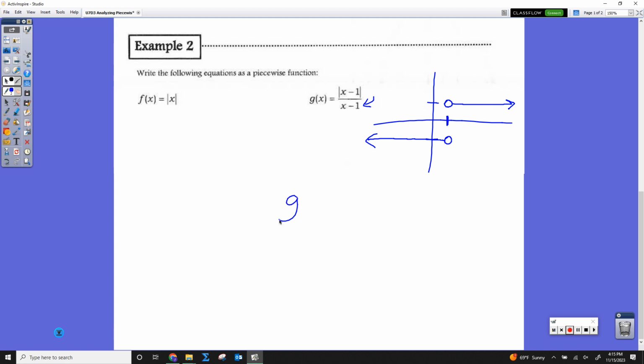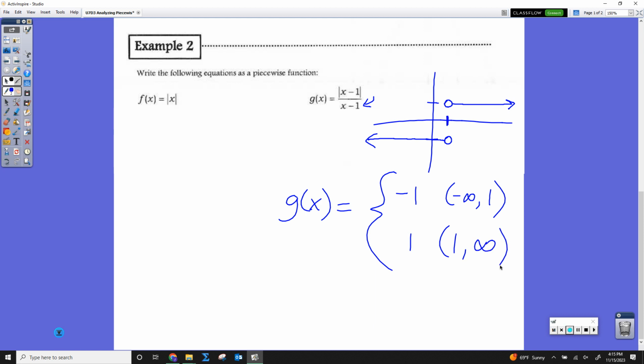So we have g of x over here. We're going to create a piecewise for it. It's either equal to 1 or -1. So I write -1 and 1. It's equal to -1 from -infinity all the way to 1, not included because it's an open circle. And then it's equal to 1 from 1 all the way to infinity.